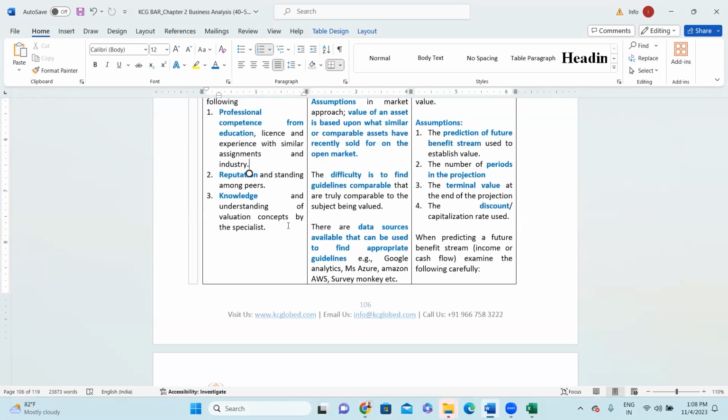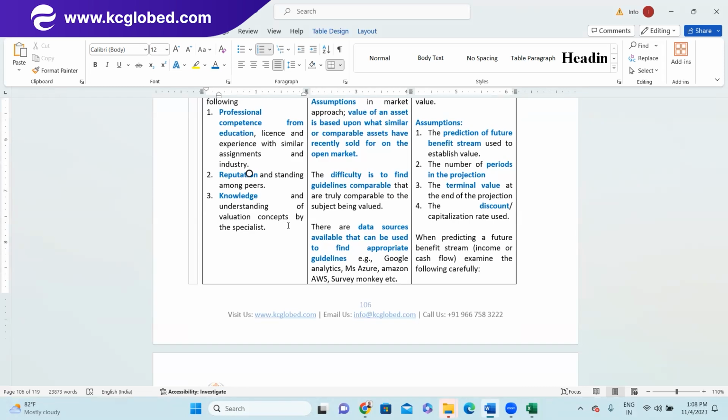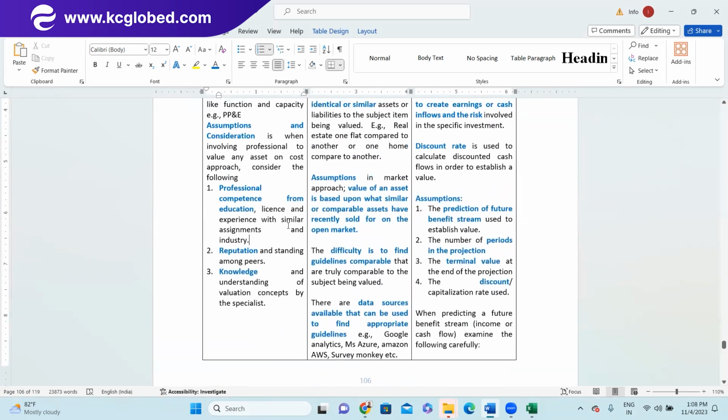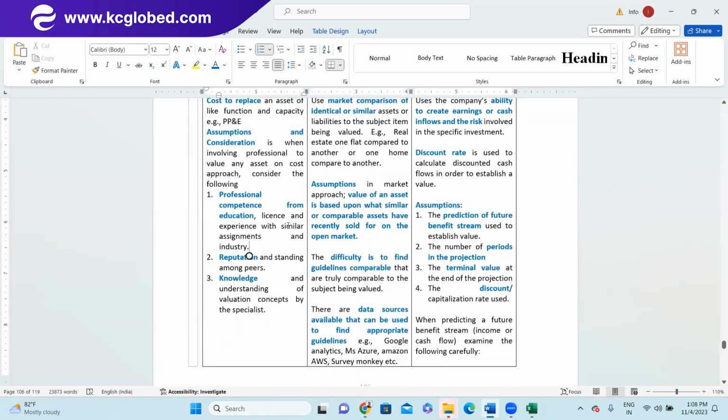So what will be the salvage value or terminal value at the end of the projection period which you have considered? The last one is the discount rate or capitalization rate which you are using in it, right? In the income approach, you make a future cash flow statement and you use the discount rate to discount those future cash outflows and inflows and see what the difference is. So that is considered as the fair market value of the respective option.